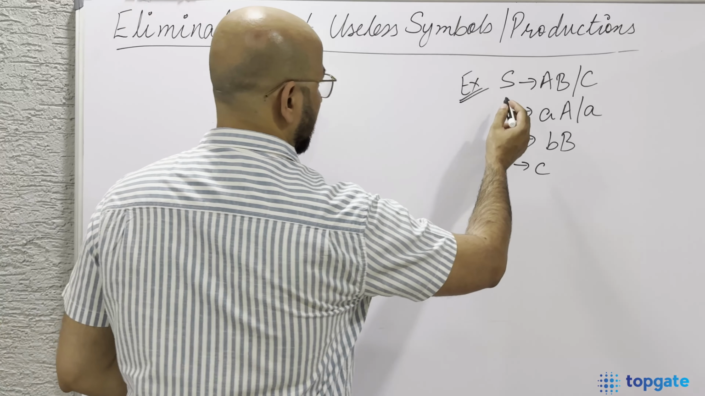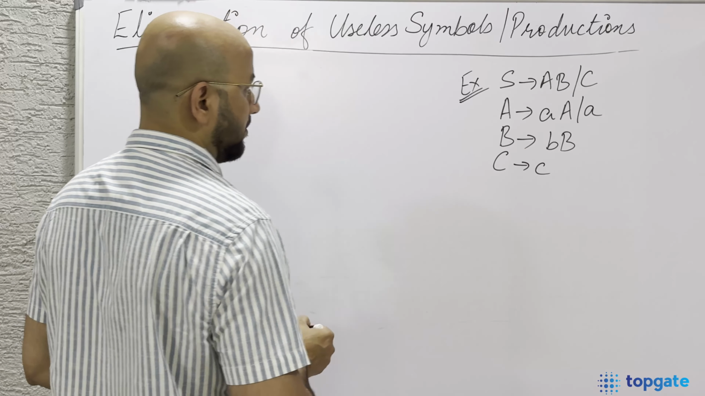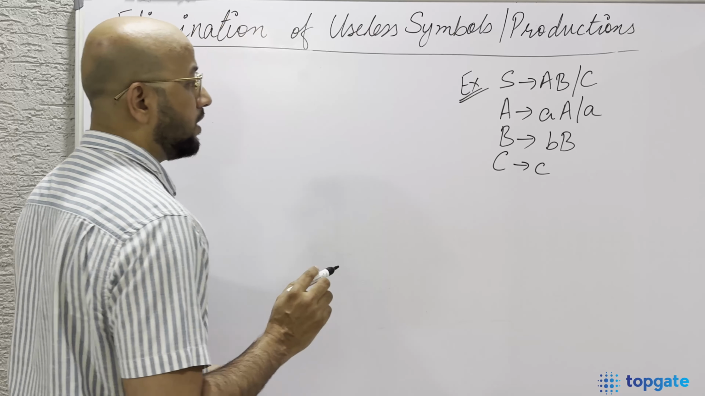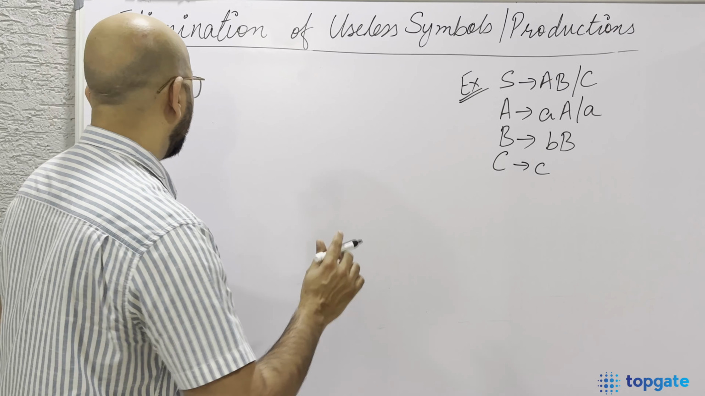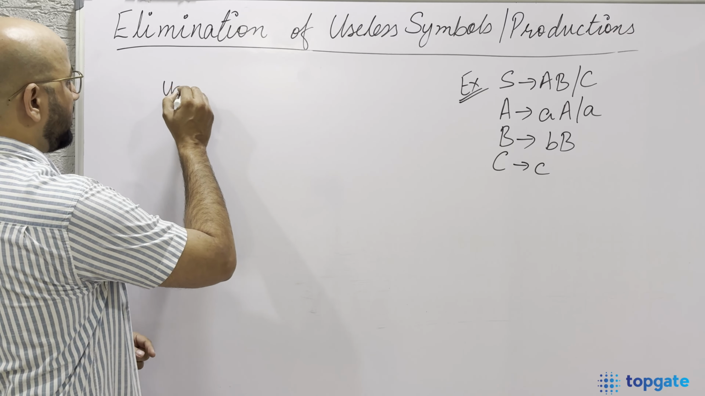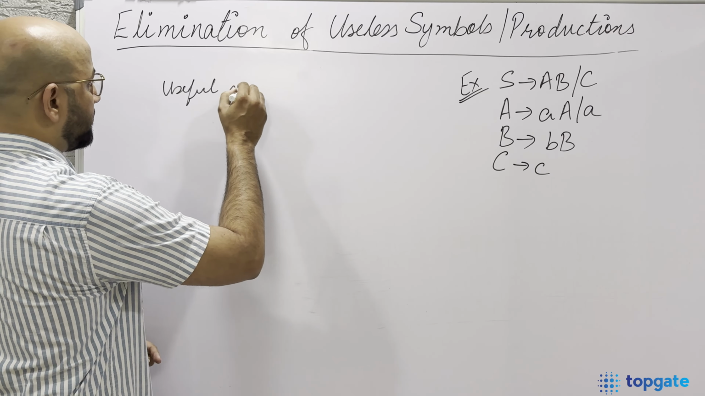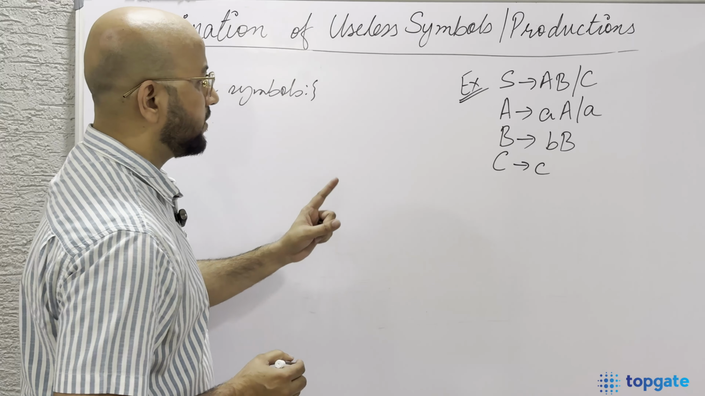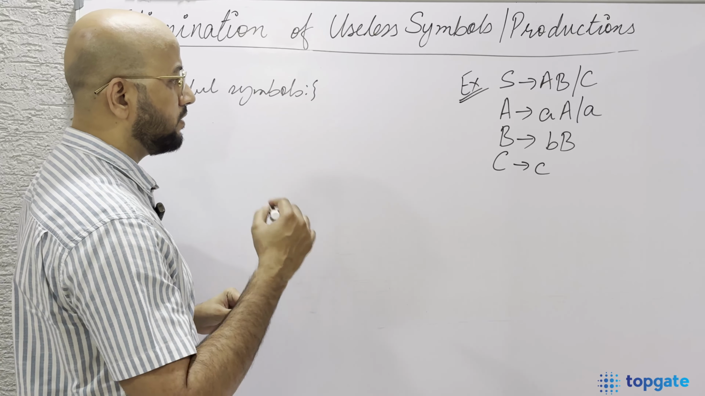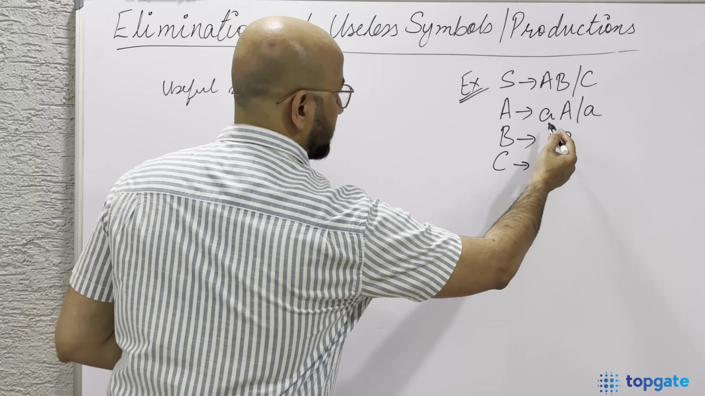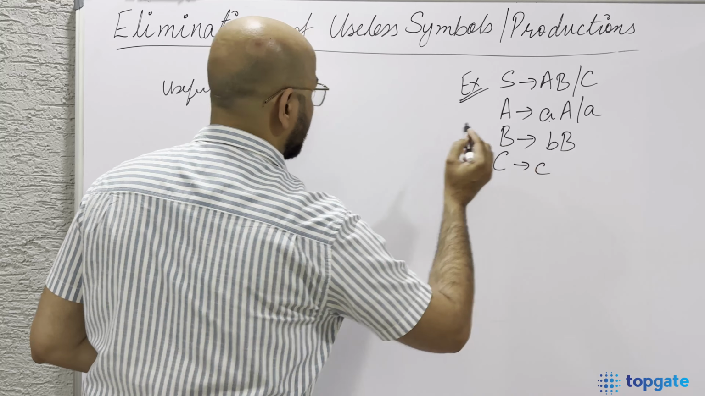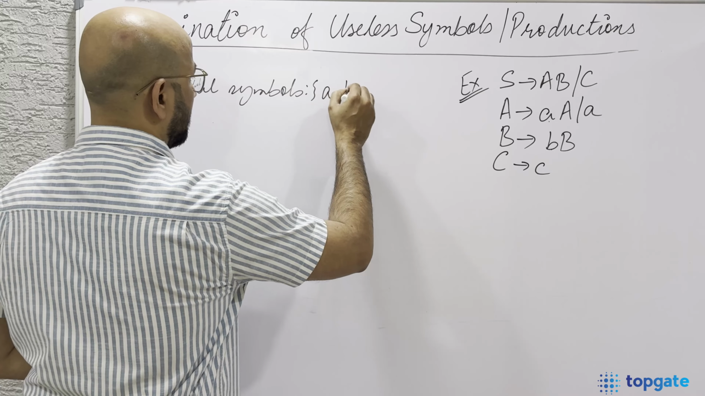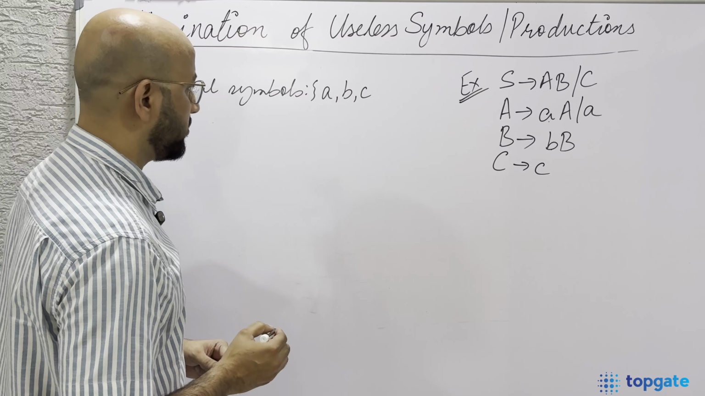Now let's see one more example. You can see here that we have 1, 2, 3, 4 variables, and in this one we have to find the useless symbols and production rules. So the first thing that we'll see is the useful symbols. First of all, we have the small letters or the terminals. The terminals in this case are a, b and c. So I'll get this a, b and c as useful symbols first.